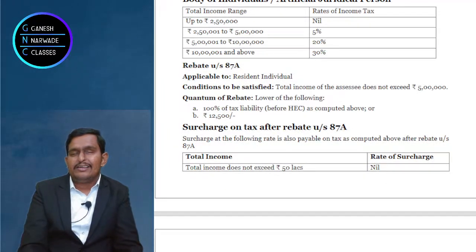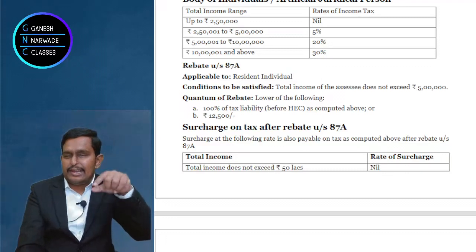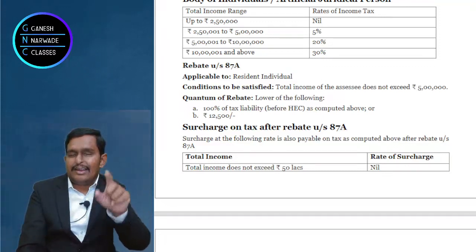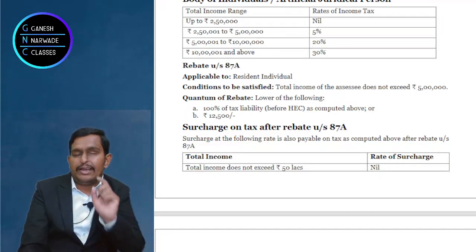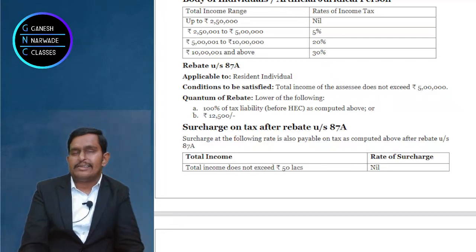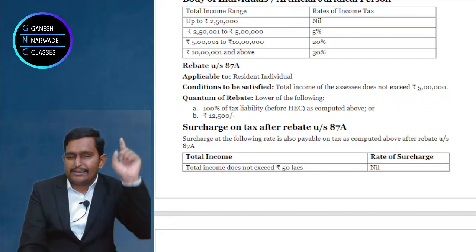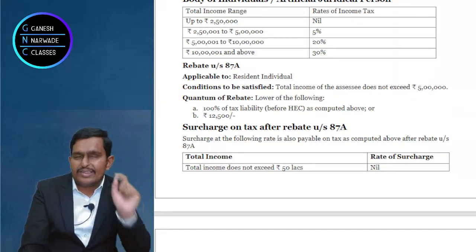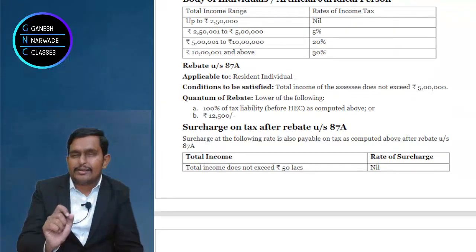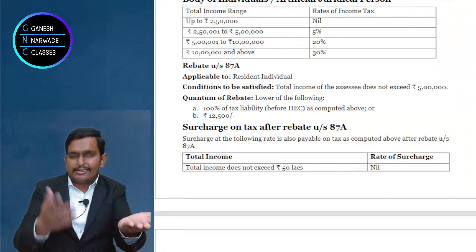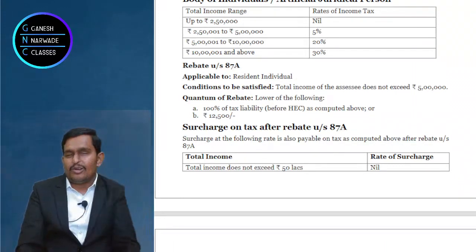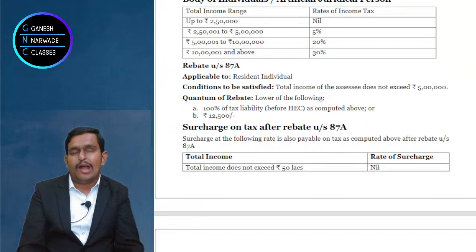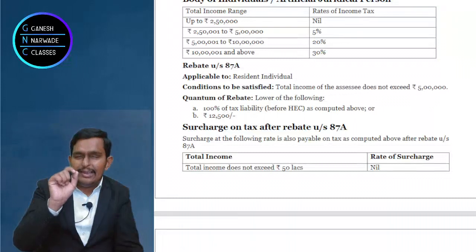How much rebate? Rebate is whatever tax computed till now, up to that computation, right? The tax computed till now and 12,500. Out of these two, that is tax computed till now as per the slab rates or rupees 12,500, whichever is lower. Keep 12,500 like this, tax computed till now, whichever is lower, that will be given as rebate. So rebate, okay. This way you have to remember. So rebate is lower of the following two under section 87A.